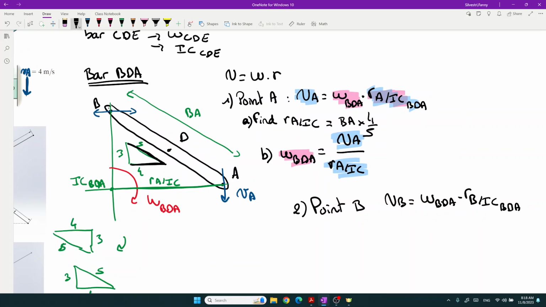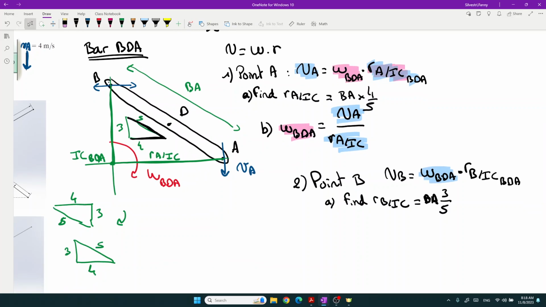Okay, now we are at point B. Okay, so what do we know? Now we know omega BDA. We found it before. We need to find RBIC. So step number 1, we have to find RBIC, and RBIC is this side, and that will be BA times 3/5. This is this side of that triangle. So this is parallel to the side that is 3, so this is 3/5.